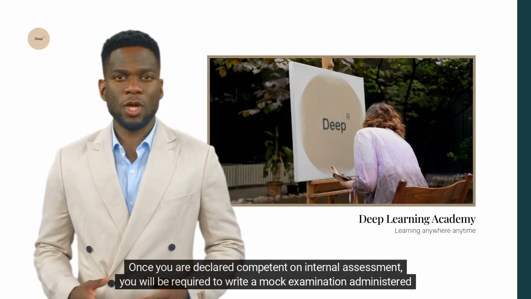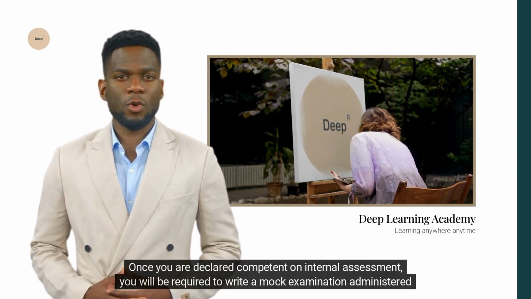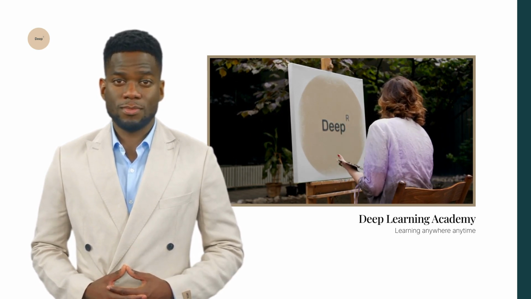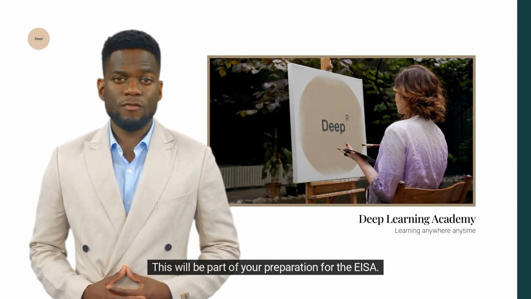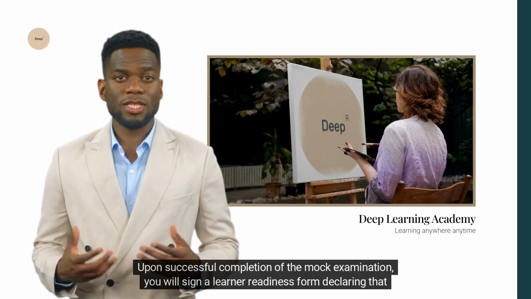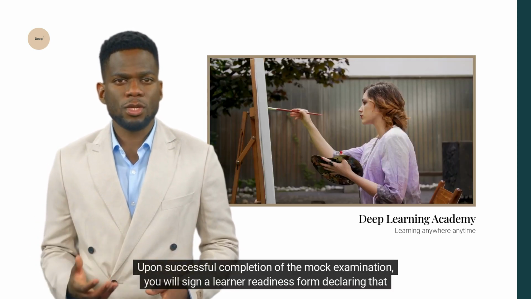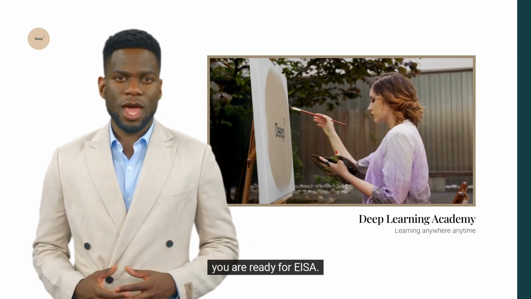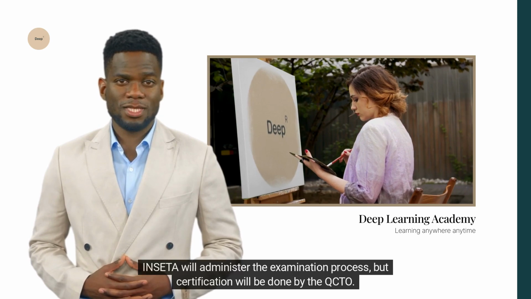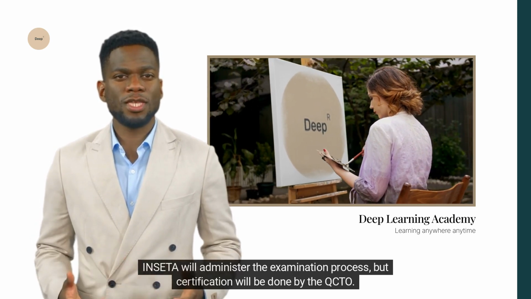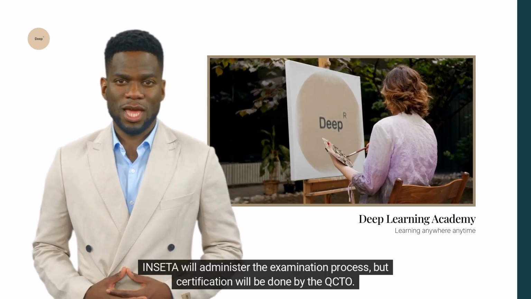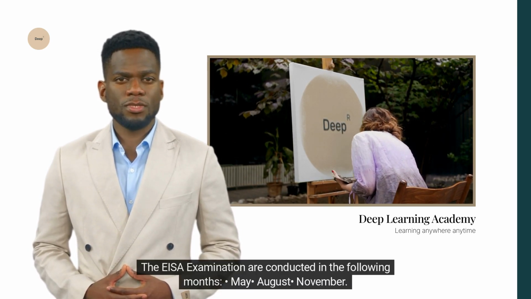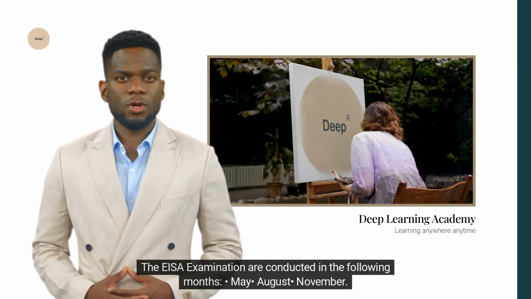Once you are declared competent on internal assessment, you will be required to write a mock examination administered by the training provider. This will be part of your preparation for the EISA. Upon successful completion of the mock examination, you will sign a learner readiness form declaring that you are ready for EISA. INSETA will administer the examination process, but certification will be done by the QCTO. The EISA examinations are conducted in the following months: May, August, November.